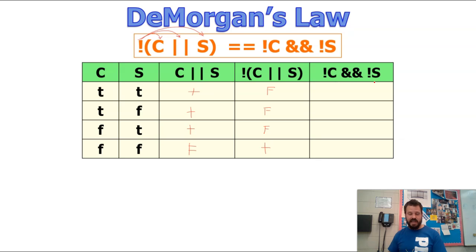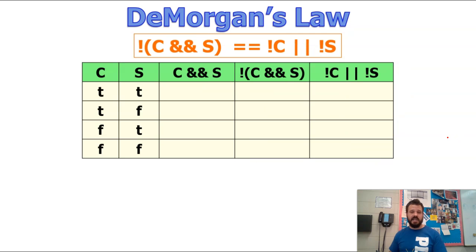Not C and not S will be false when they're both true, because these would both have to be false. It'll be false when either one of them is true, because again, they both have to be false. And not C and not S will be true when both are false. And the reason this law works is because these two columns of the truth table match up as far as truth values. So that's why that part of DeMorgan's law works.